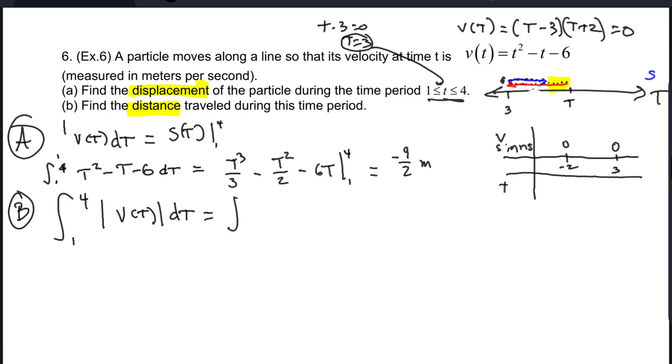I can look at t plus 2 and plug in a number before negative 2, and it's negative. And I can look at t minus 3 and plug in a number before negative 2, and that's also negative. So the velocity right here is positive. I can plug in a number between negative 2 and 3, like 1. T plus 2 equals 3, that's positive. 1 minus 3 is negative. So the velocity is negative in this region here. So it's going backwards.